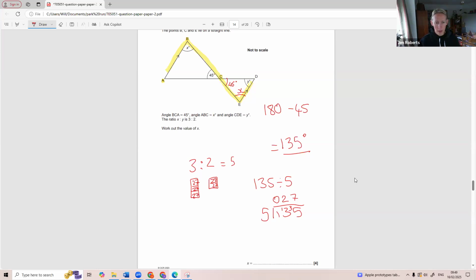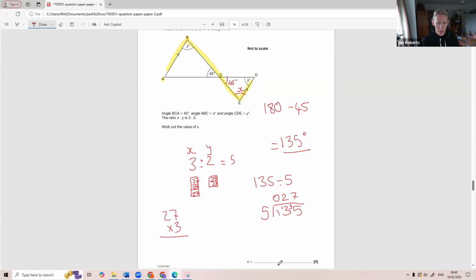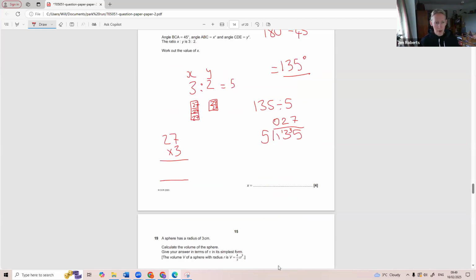Okay, so this is X, this is Y. You want to know what X is. We're not really interested in Y, but this would be 54. So what's 27 times 3? You might have your own multiplication method you use. I'm going to use this one. 7 times 3 is 21. Put 1, carry the 2. 2 times 3 is 6, 7, 8, 81 degrees.